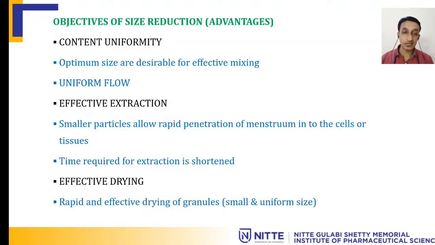Let us look into another advantage, that is in drying. Many of the times we use wet processes for preparing formulations. For example, in tableting, we do a wet granulation where we add some water and make the masses wet, and finally the granules you will have to dry before punching into tablets. This drying process will be rapid if you reduce the particle size, be it a granule or even a powder. So effective drying is also achieved by size reduction.